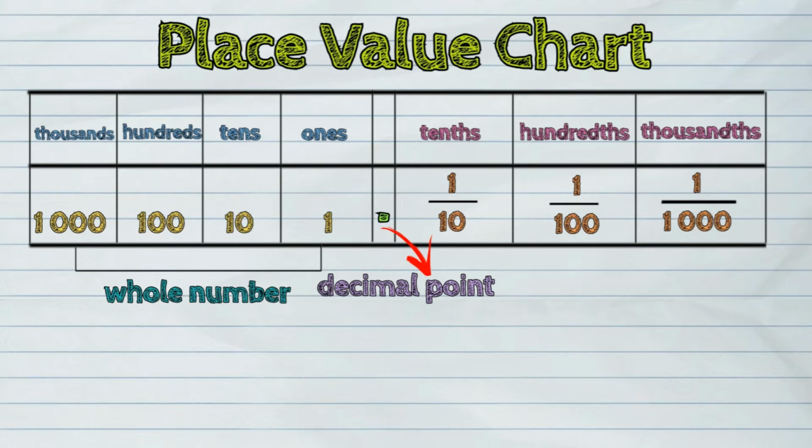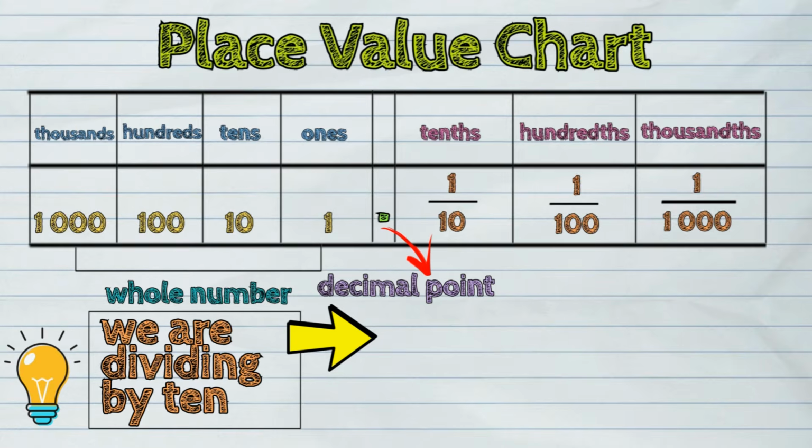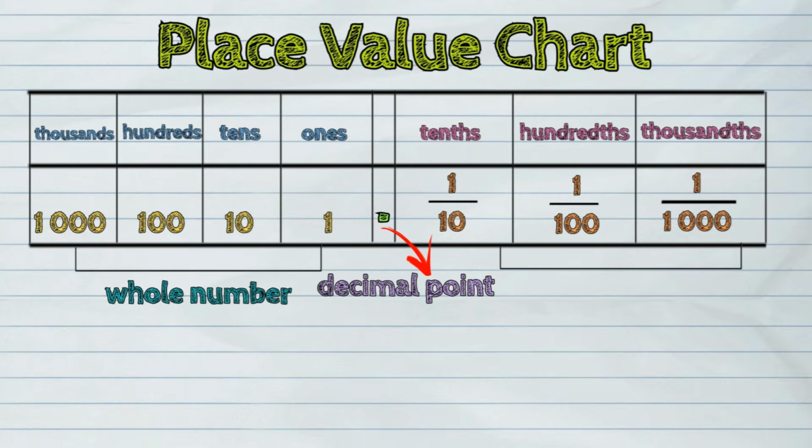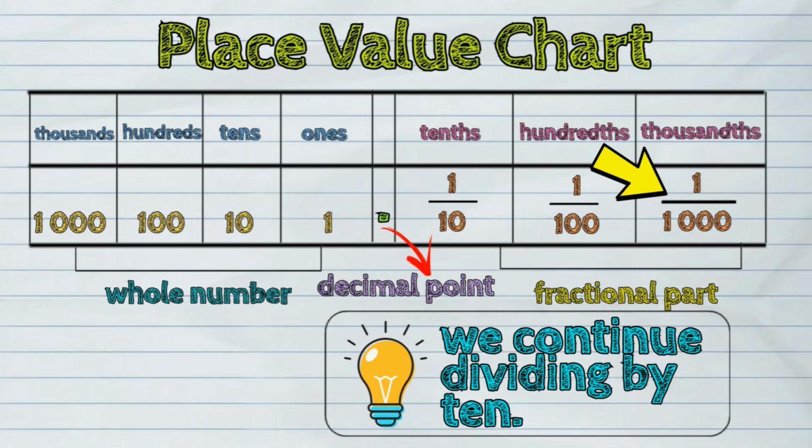On the other hand, if we go from left to right, each column becomes 10 times smaller than the previous one. So it means we are dividing by 10. Meanwhile, to the right of the decimal point, we have the fractional part. If we continue going right, we continue dividing by 10.